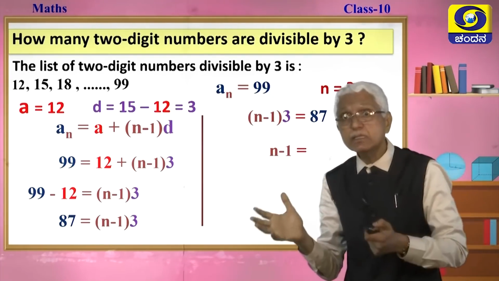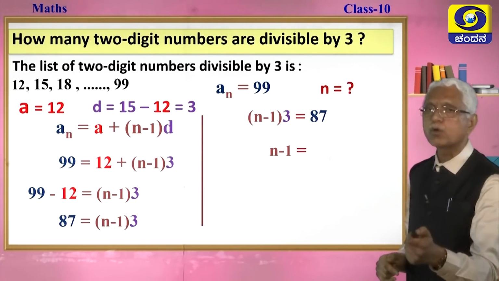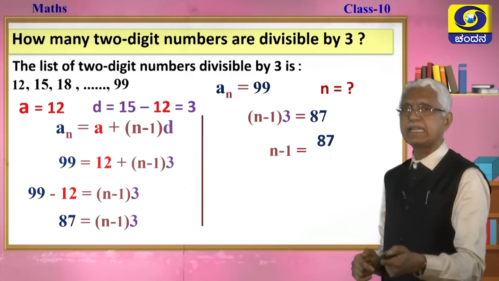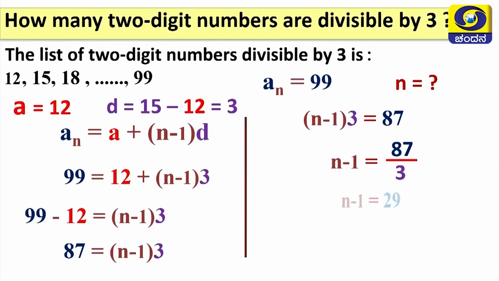The usual mistake is minus 3. Please remember it is n minus 1 into 3. Therefore, you are going to divide. It should be 87 divided by 3. N minus 1 is equal to 87 divided by 3. N minus 1 is 29, correct? But I am interested in the value of n. N is equal to 30.